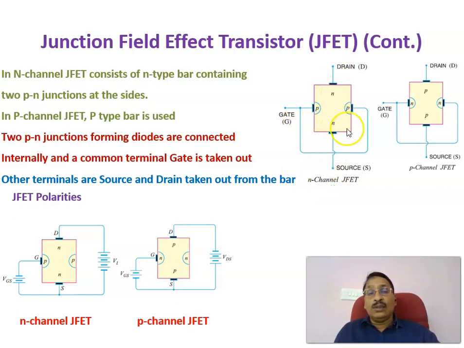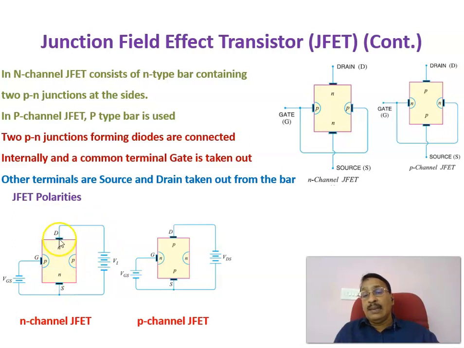Therefore, in an n type bar we are diffusing the p type material. So this is an n channel JFET and this is a p channel JFET. Now, coming to the polarity, let's look at the n channel JFET. Normally, the drain is made positive with respect to the source, because the electrons are to be attracted towards the drain from the source.